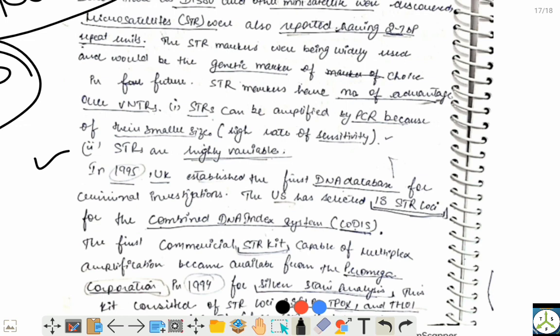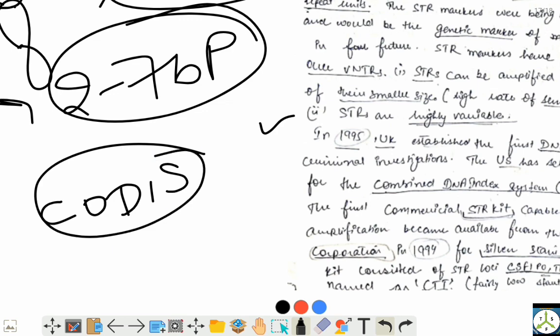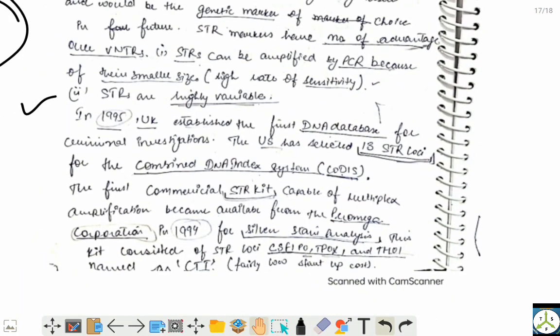So in 1995, the UK established the first database. Just remember this: the first database of DNA is known as CODIS, the Combined DNA Index System. Clear? For criminal investigation, the US first selected 13 STR loci. The first 13 STR loci are known as the Combined DNA Index System, that is called CODIS.